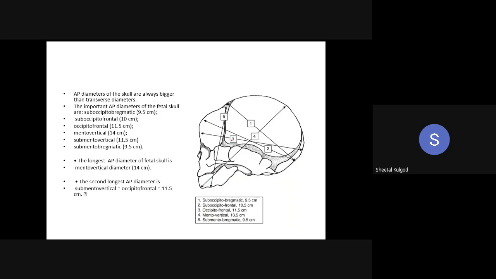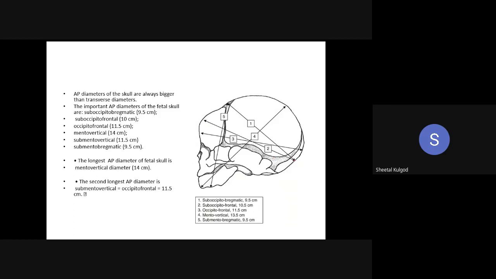Coming to the diameters of the fetal skull, again, this is very important. The different diameters of the fetal skull will engage in different positions or attitudes of the fetal skull. You have to remember the suboccipitobregmatic diameter, extending from below the occiput. This is about 9.5 centimeters, and it is the smallest anteroposterior diameter of the fetal skull. This is the diameter which will be engaging in a well-flexed head.